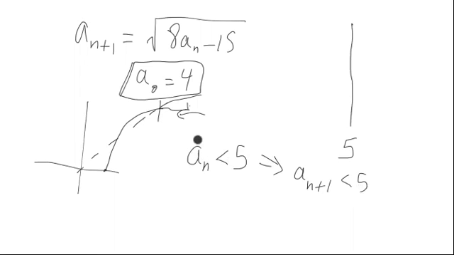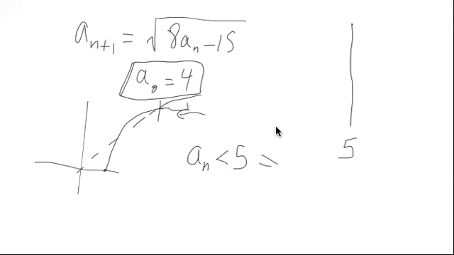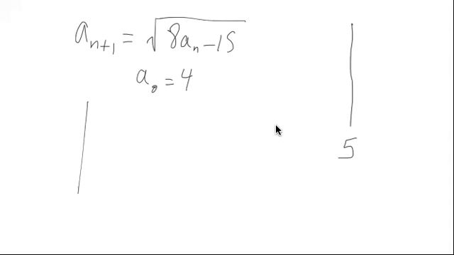Okay, so let's start here and see if we can somehow use that to show that. How do we move from a sub n to a sub n plus 1? Well, we're given a formula for how we move from one point in the sequence to the next. Let's see if we can do this. So we're trying to show that everything is bounded above by 5. So let's just start with our assumption, a sub n is less than 5, and try to turn this into looking like a sub n plus 1.